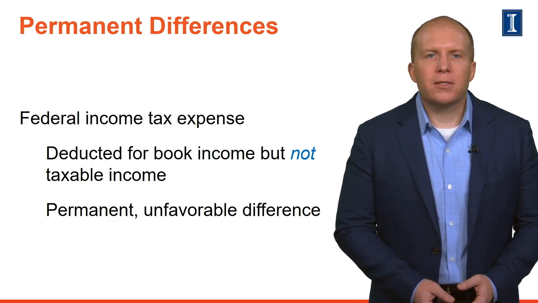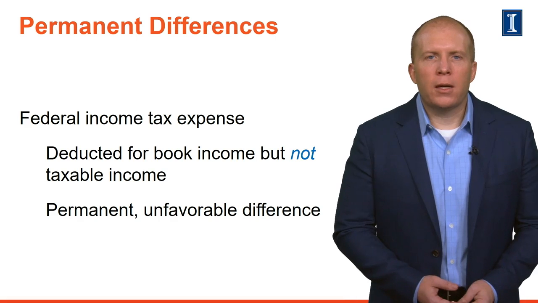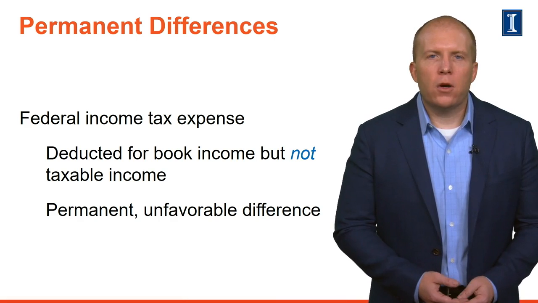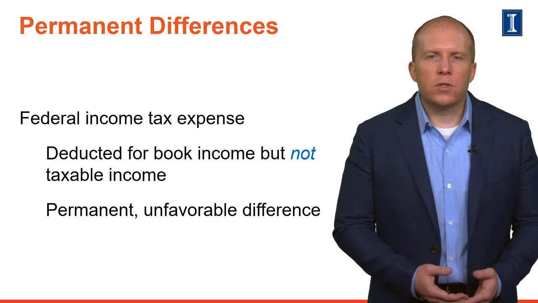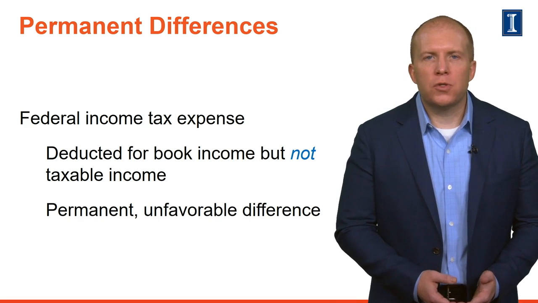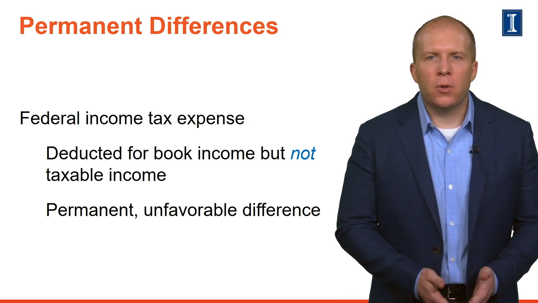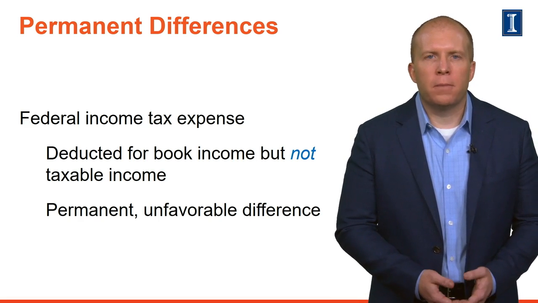First, federal income tax expense is deducted in the determination of book income. You likely learned a lot about accounting for income taxes in prior financial reporting courses. However, Code Section 275(a)(1) disallows a deduction for federal income taxes for tax purposes. As a result, federal income tax expense constitutes a permanent and unfavorable book tax difference that must be added back to book income to determine taxable income.